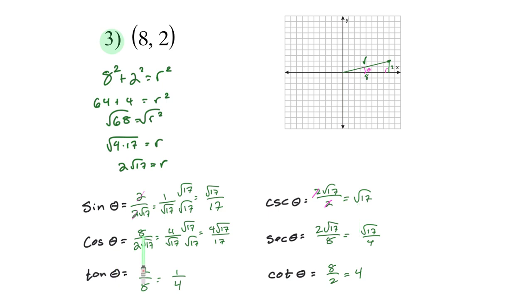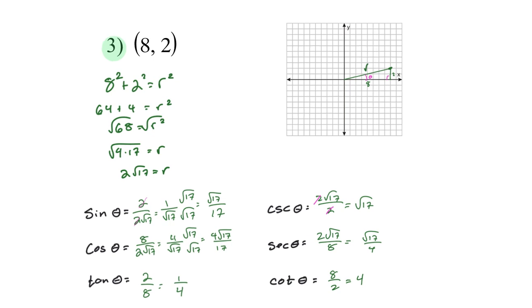Cosine is x over r. So the 8 and the 2 simplify to 4 over square root of 17, and then I can rationalize. Again, secant is r over x, and by simplifying here, I get the square root of 17 over 4. And then tangent is y over x, so that's 1/4, and then cotangent is x over y. Okay, so let's see number 4.